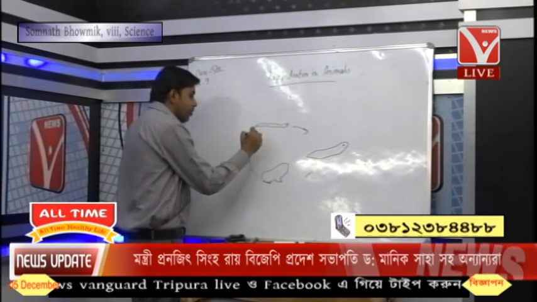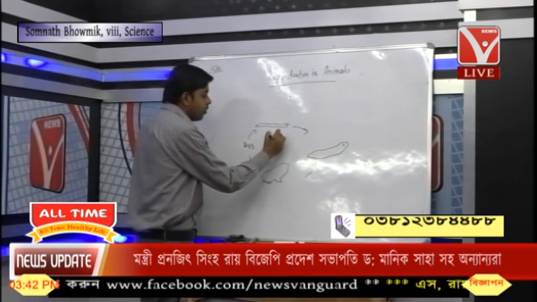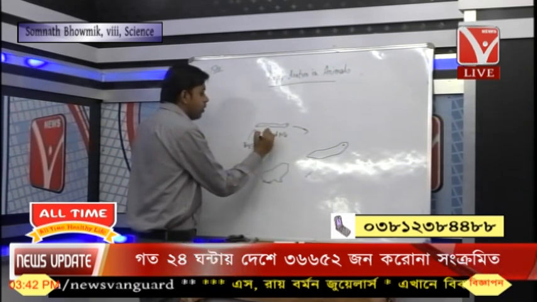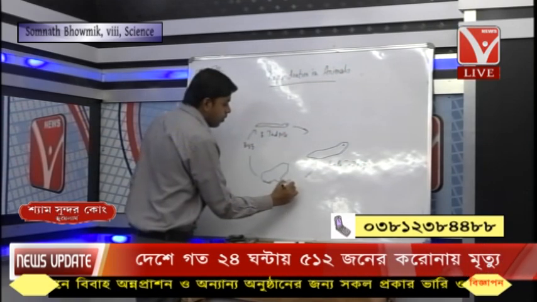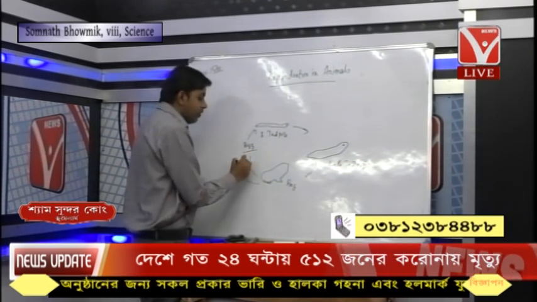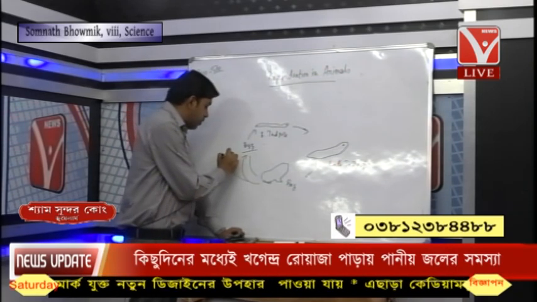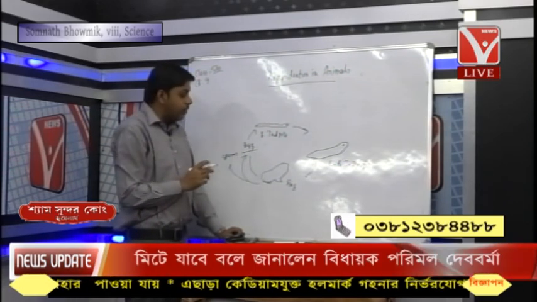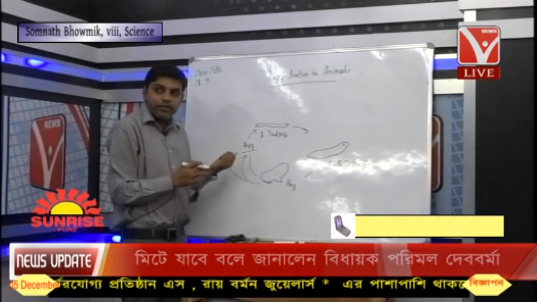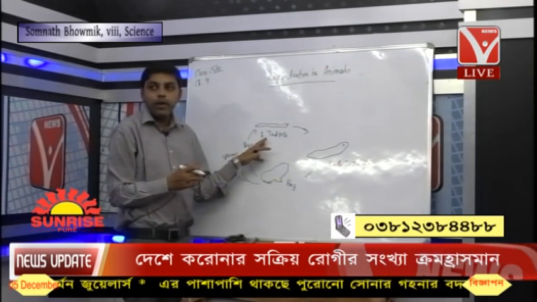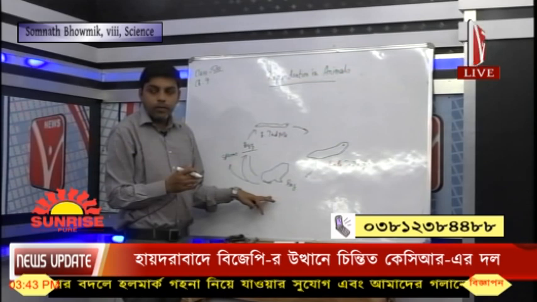Don't judge my drawing, I'm just helping you. So this is the early tadpole, this is the late tadpole, the frog, and then the egg. The male frog releases the sperms and the female frog releases the eggs, and after external fertilization they give rise to the tadpole. After a certain period the tadpole goes to the late tadpole stage and gives rise to the mature frog.